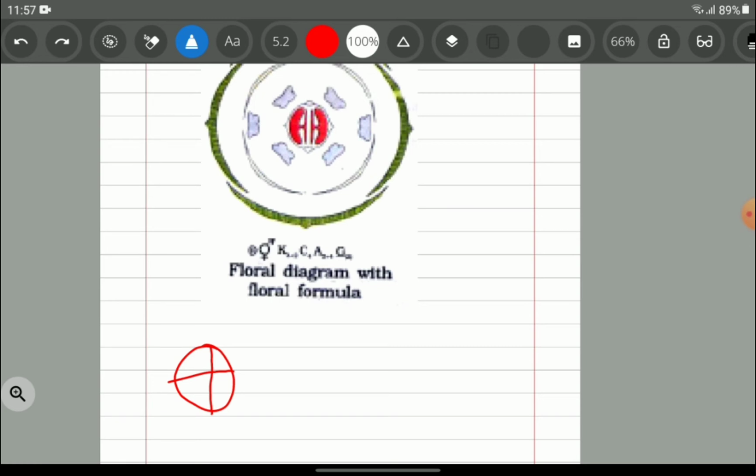Okay, you have to come from the outermost side to the innermost side. So the outermost side is the calyx. First you have to write the calyx, then the corolla, then the androecium, then the gynoecium. If we don't have calyx and corolla, then what do we have? We have perianth. First you need to write about the perianth.